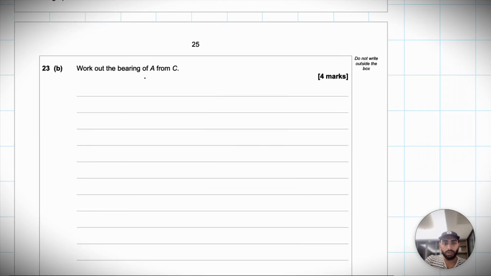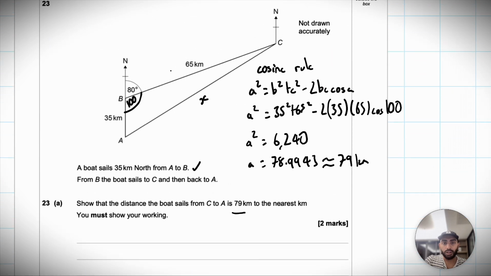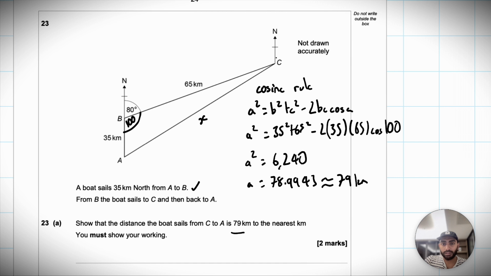Part B, work out the bearing of A from C. From C means we are starting at C and we're going to go all the way around clockwise until we reach A. So we're trying to find out this angle. So how could I find out this angle and this angle? I can see I've got parallel lines here. So these will be co-interior to each other. These two will add up to 180. So 180 take away 80. This angle will be 100.